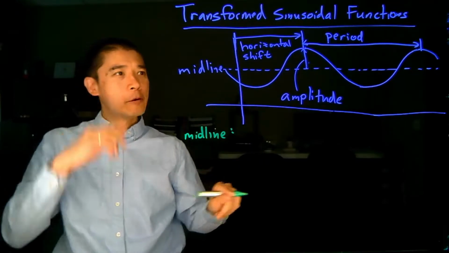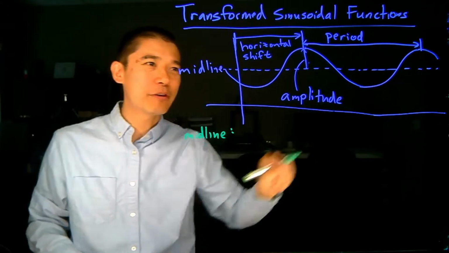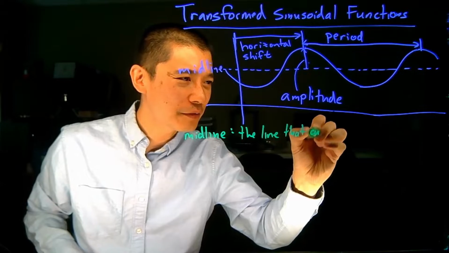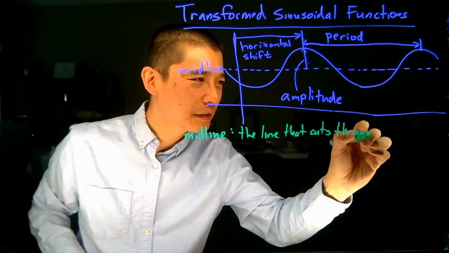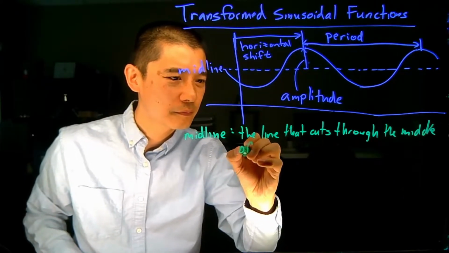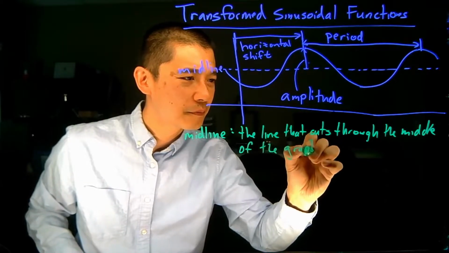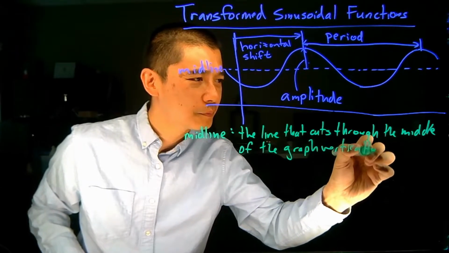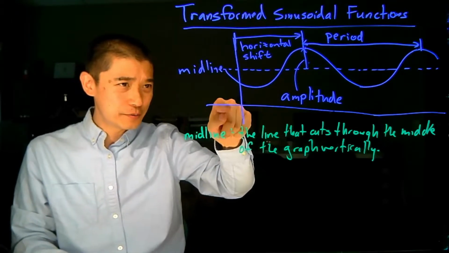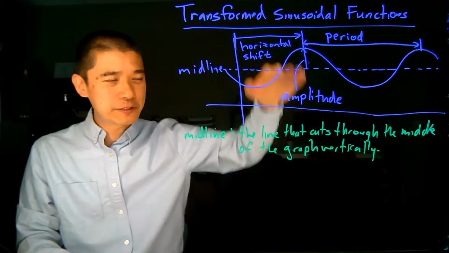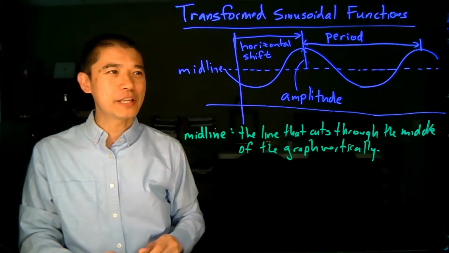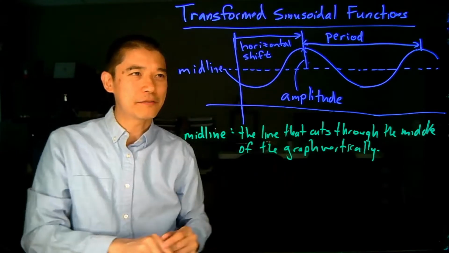So what is the midline? Well, the midline is the line that cuts through the middle of the graph vertically. And you can see that this thing is affected by the vertical shifting. So the midline is typically the line y equals 0, but if it's shifted up or shifted down, you see that shift, that vertical shift occurring to the midline. It gets shifted up or shifted down.